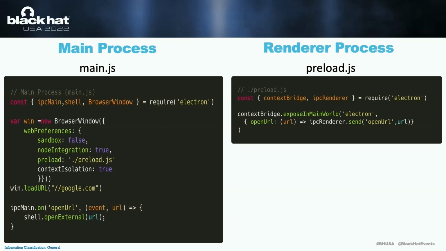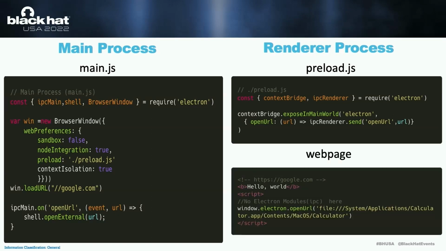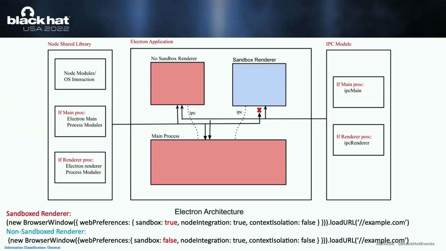Context bridge, which you see in the slide, is a way to safely expose an API to the web page, which could later be invoked using a window object. So here we have a web page, which is hello world, and the web page uses the window.electron.openURL and supplies an argument to pass it to the ipcMain event listener.